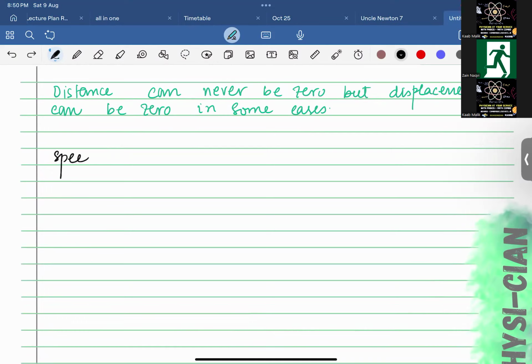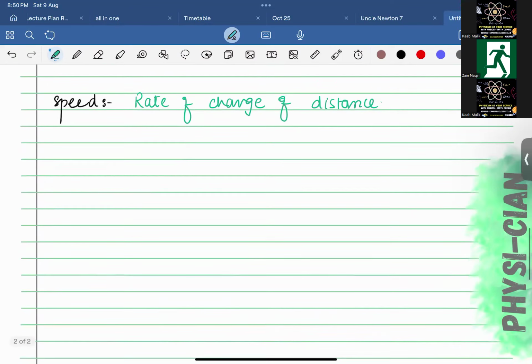Speed. Can you define the speed by the way? The amount of distance traveled in an amount of time. Perfect. Or we can say it is a rate of change of distance. I'm not using the word "amount" because in AS you have to be a bit precise. That's why I'm using the rate, or you can say the change in distance over the change in time. But you don't have to use "amount". So this is speed.